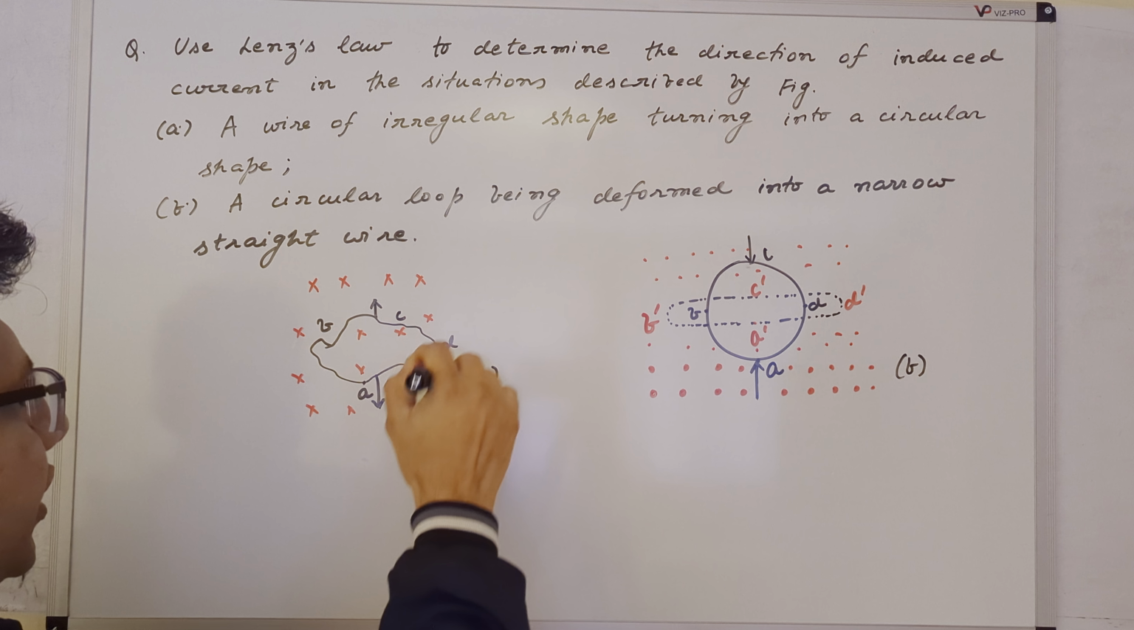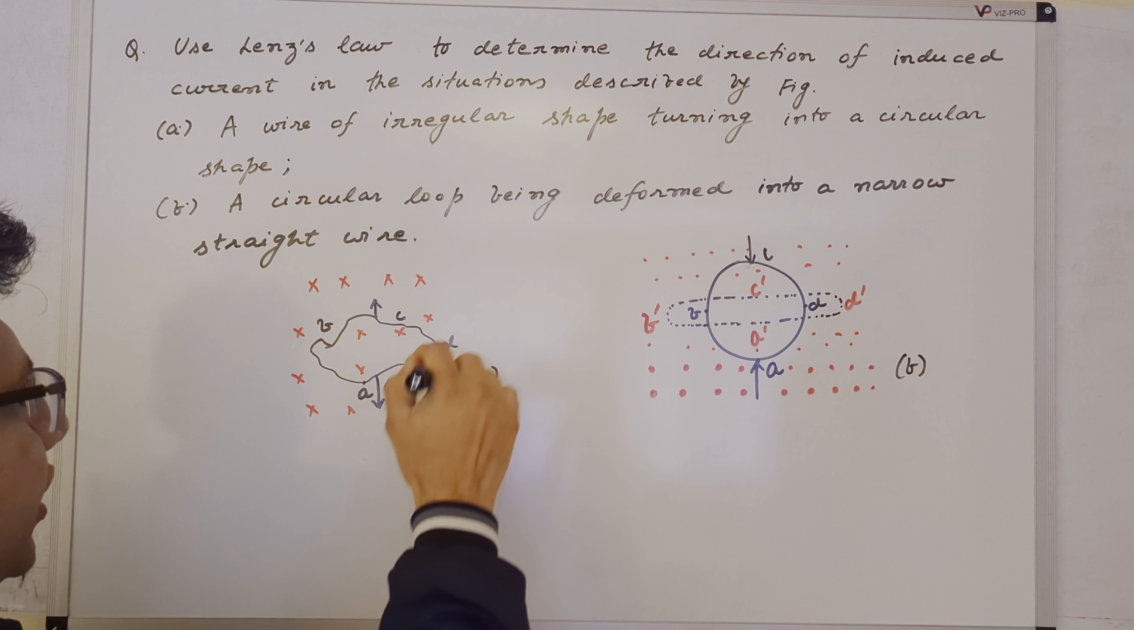When we stretch this wire to make it a circle, we are increasing the area of this loop. And if we are increasing the area of this loop, we are increasing the magnetic field going through this loop into the paper, into the plane of the board. So the flux is increasing in the direction into the plane of the board. Now, the direction of induced current should be such as to oppose this increase in flux.